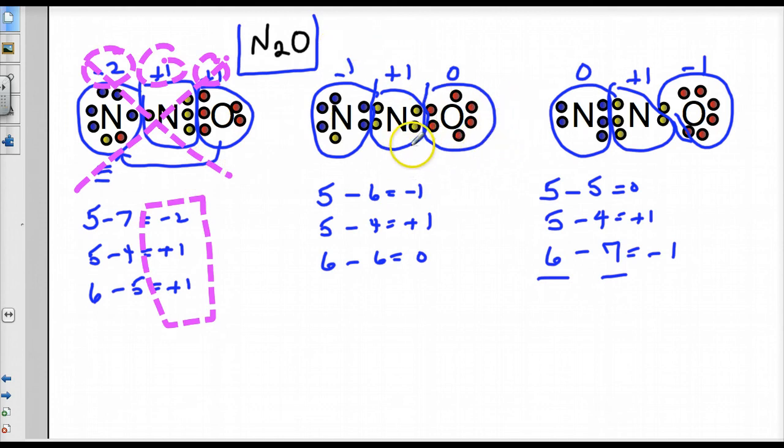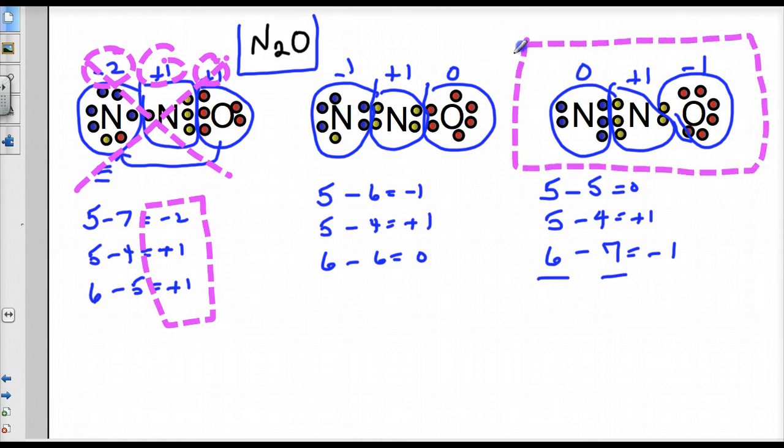Which one's better? Well, I have a negative 1 on the oxygen, and I have a negative 1 on this nitrogen. So if I was to say what was the best one, you would have to say, based on what I've taught you, that this is the best structure for N2O. And you'd be correct. A lot of times on an AP or a highly advanced chem course, you'd say, what's the best structure using formal charges? And this would be it.